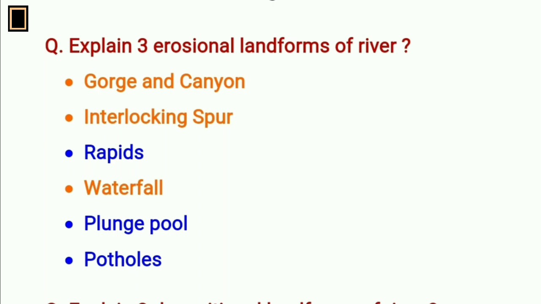These are actually the important individual landforms which have been formed by the erosional activity of the river in its upper course. So we must write the most important landforms, as only 3 erosional landforms are asked to be written. You have to mention the formation and process of this landform and the features or characteristics as well. Try to give a diagram also to improve your marks.